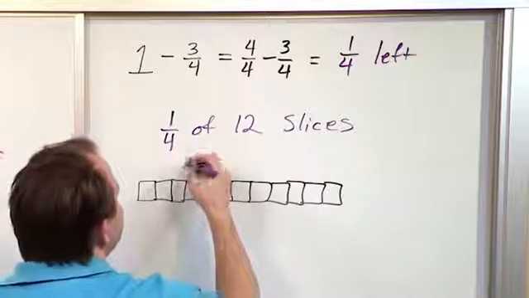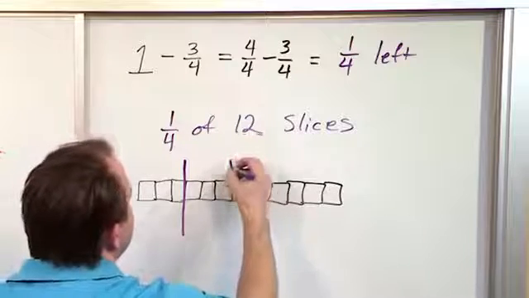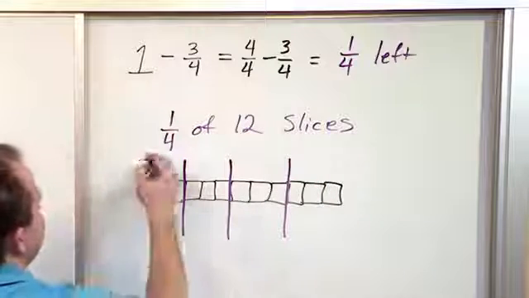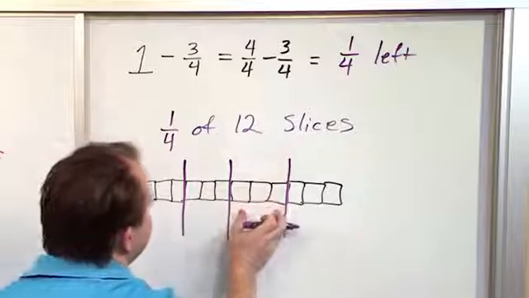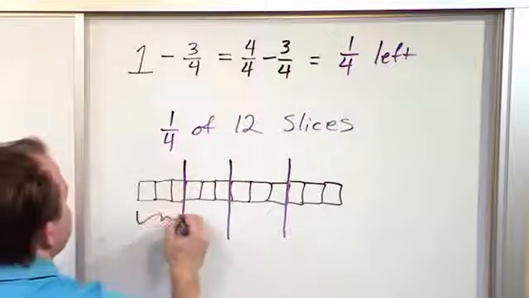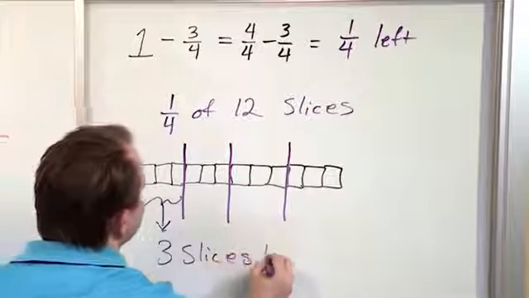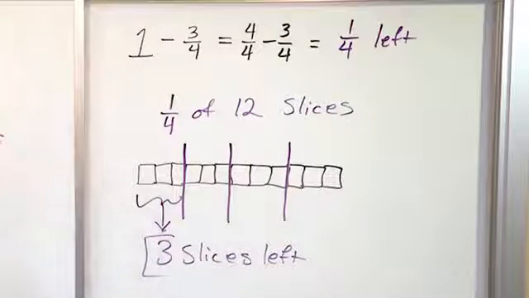Well, I think you can convince yourself that there would be a line there, there would be a line there, there would be a line there, and that's it. Basically, this is 1/4 of the pizza, this is 1/4 of the pizza, this is 1/4 of the pizza, this is 1/4 of the pizza. So 1/4 of 12 slices is 3 slices left. And that is the answer, 3 slices left. And that's what you need to write down in your test.